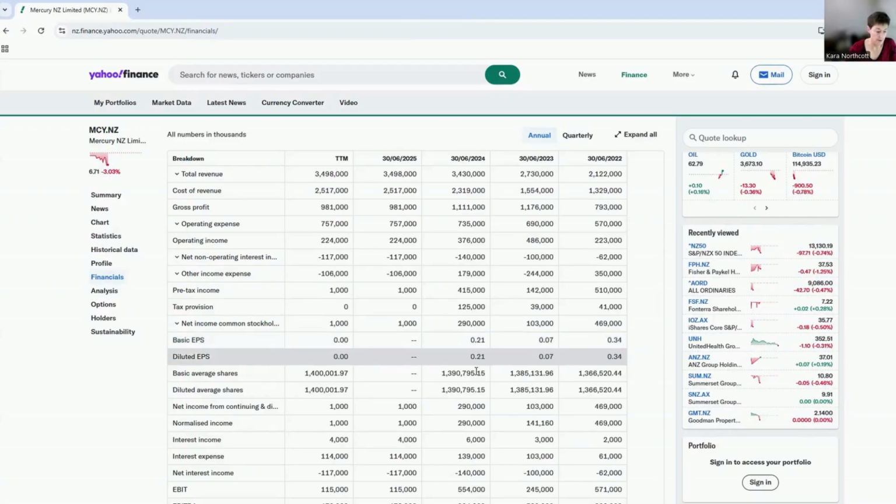Now, the last thing also that we want to look at is the PE ratio, so the price earnings ratio of this particular company.